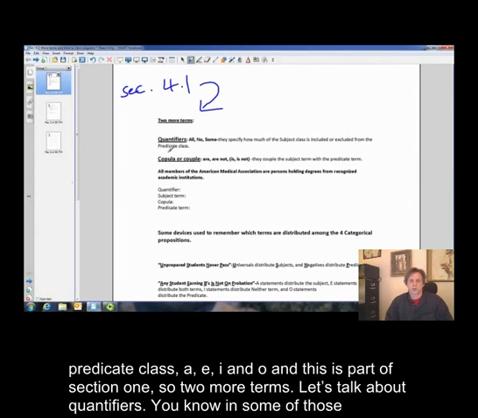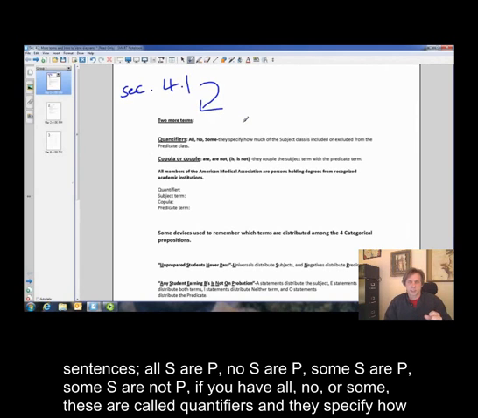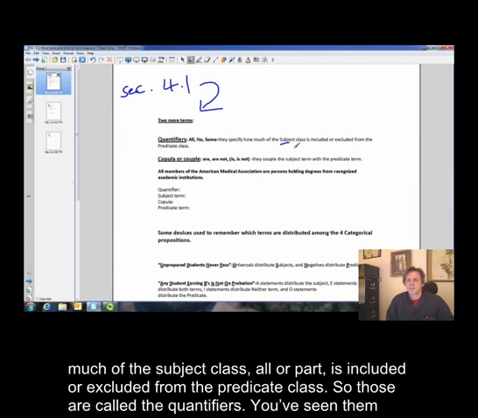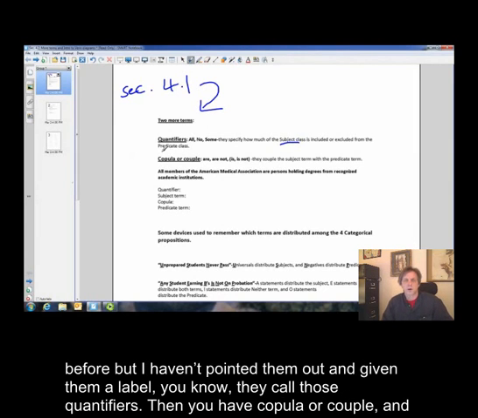Okay, so two more terms. Let's talk about quantifiers. In some of those sentences, all S are P, no S are P, some S are P, some S are not P, if you have all, no, or some, these are called quantifiers. They specify how much of the subject class, all or part, is included or excluded from the predicate class. You've seen them before, but I haven't given them a label.